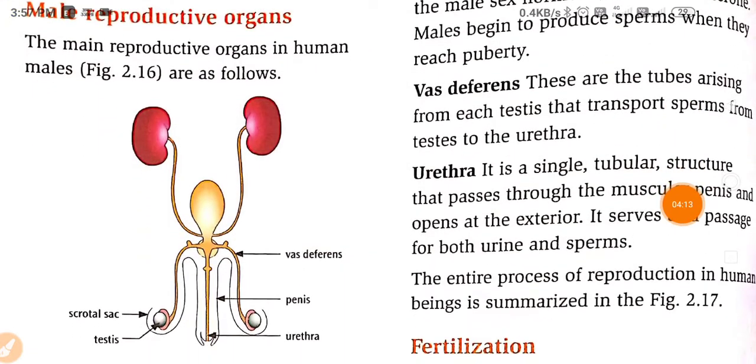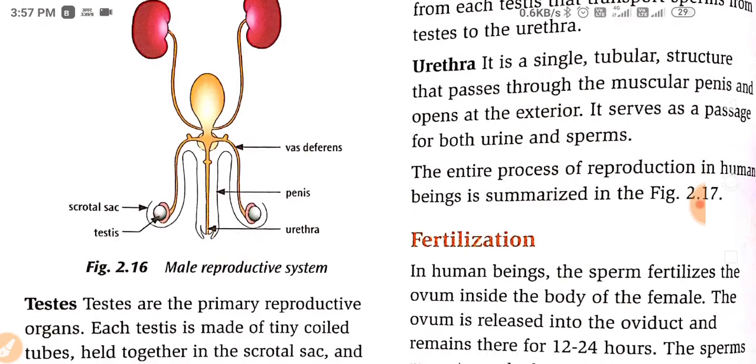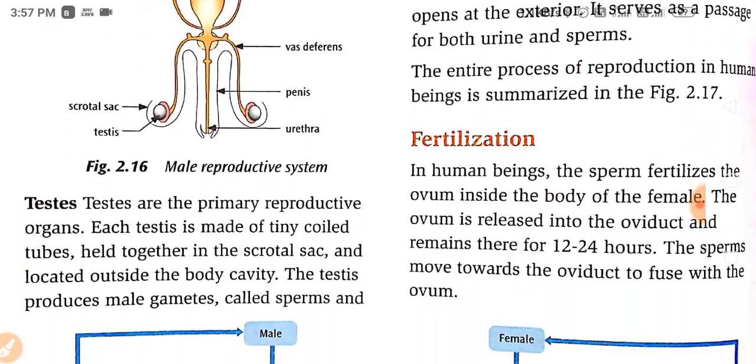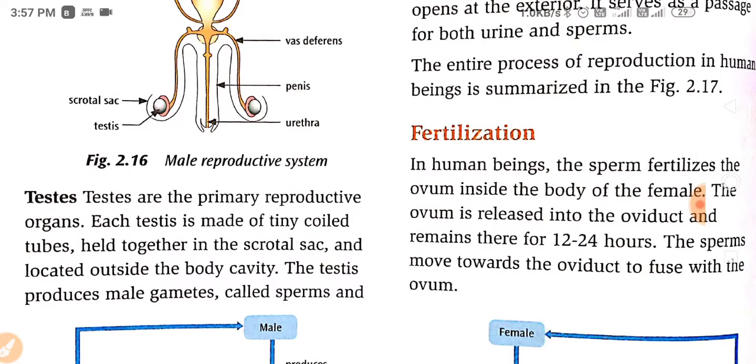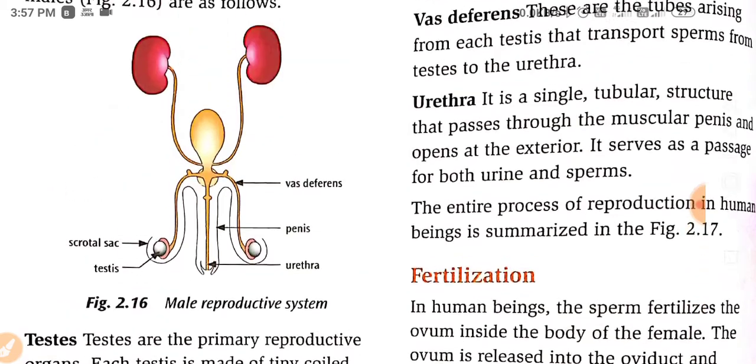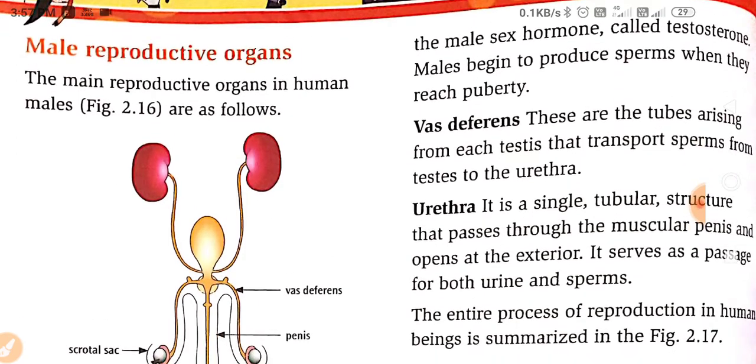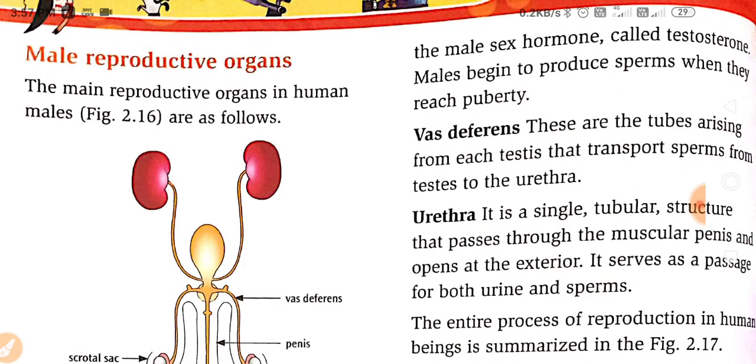Next is male reproductive organs. The main reproductive organs in human males are as follows. This is the structure given here. Testes: first, testes are the primary reproductive organs. Each testis is made up of tiny coiled tubes held together in the scrotal sac and located outside the body cavity. The testis produces male gametes called sperms, and the male sex hormone called testosterone.